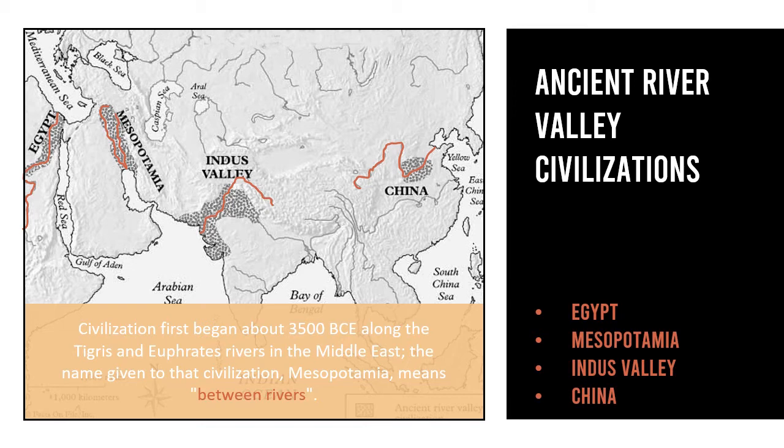The four early riverine civilizations of the Eurasian landmass are well known for their advanced architecture for urban development and complex social systems. They are Mesopotamia, Egypt, the Indus, and Chinese civilizations. As far as we know, civilization first begins along the Tigris and Euphrates River in the Middle East. The name Mesopotamia was given to that civilization, which means between rivers.